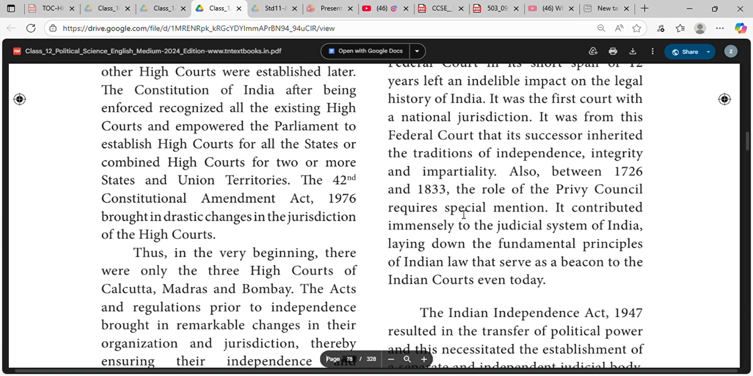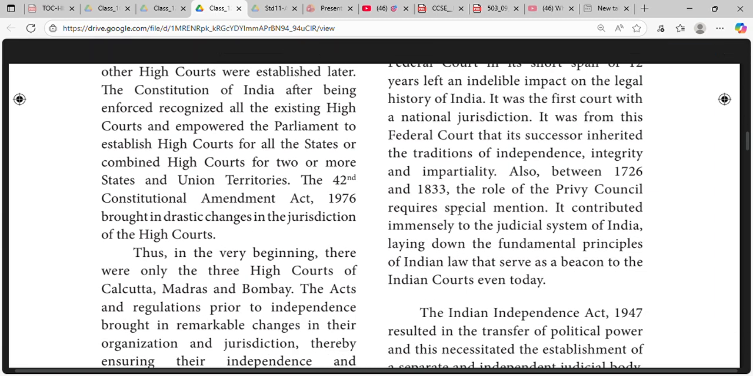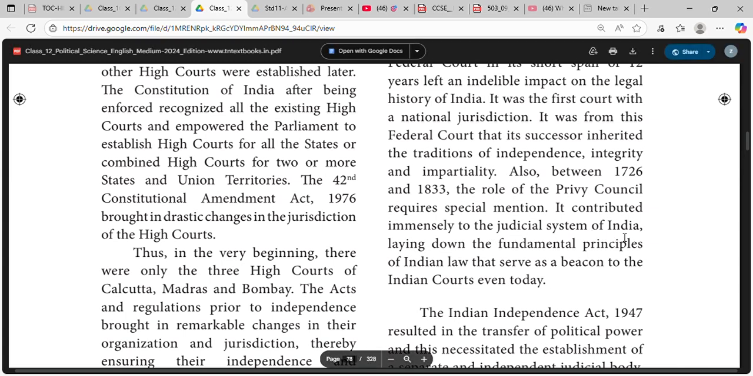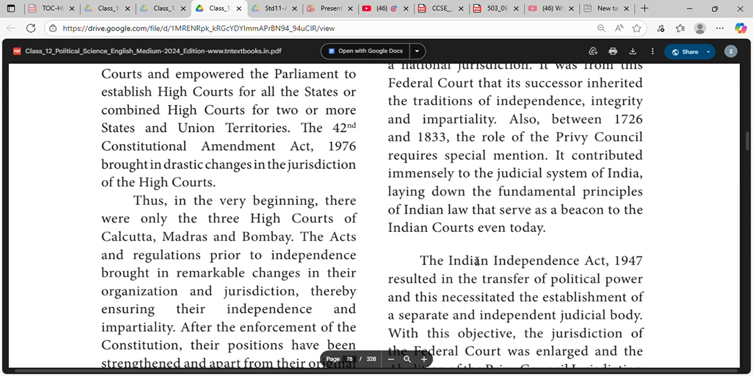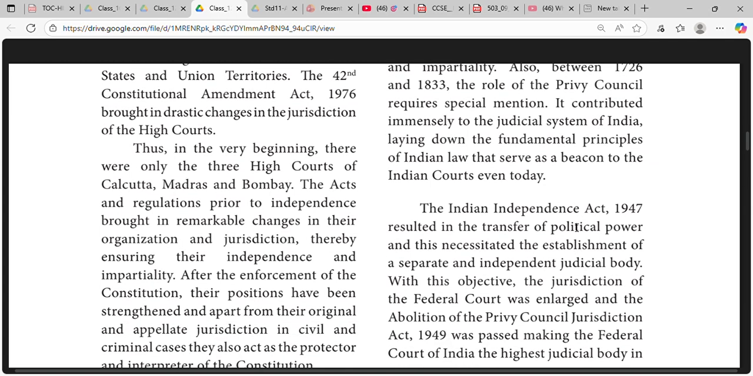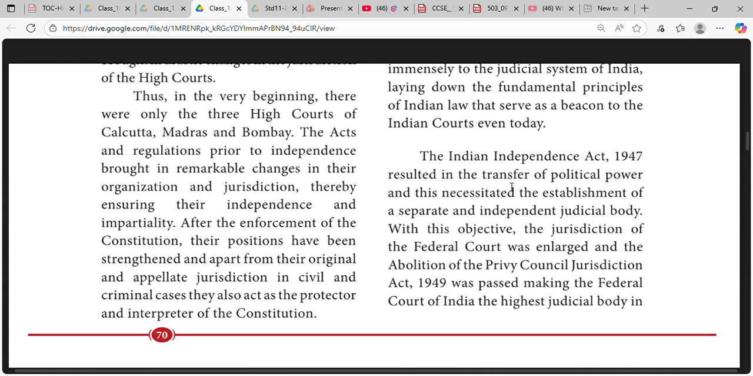Also, between 1726 and 1833, the role of the Privy Council requires special mention. It contributed so immensely to the judicial system in India, laying down the fundamental principles of Indian law that serve as a beacon to the Indian courts even today.